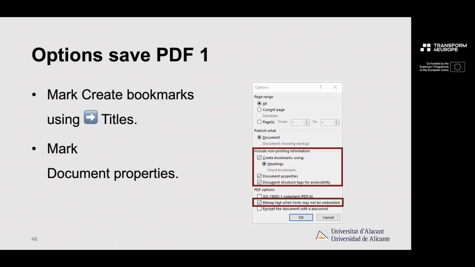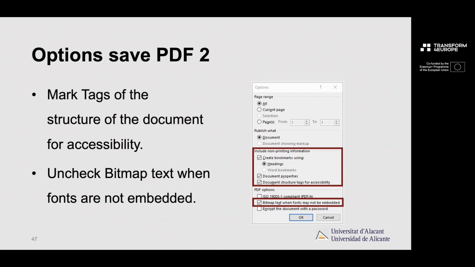Also, mark document properties. With this option, the metadata of our Office document, such as title, author, or date of creation in the PDF document, will be included. Mark tags of the structure of the document for accessibility. This way, we will keep all the accessibility features used in Word in the PDF document.